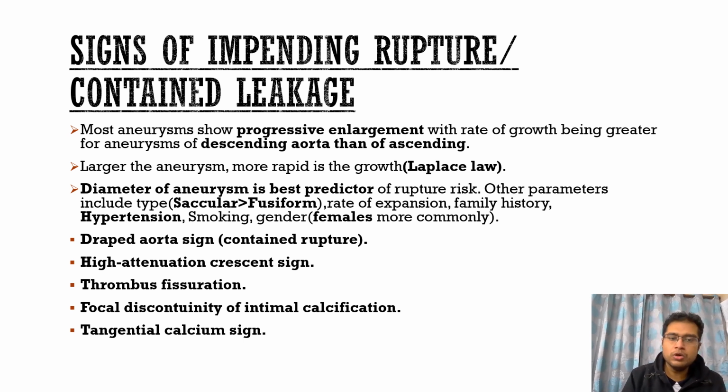Other parameters include the type of aneurysm. Saccular aneurysms are more prone to rupture as compared to fusiform aneurysms. And other risk factors like hypertension, smoking also increase the risk of rupture. Then the signs of impending rupture, which have to be seen on any imaging, include a draped aorta sign, which is indicative of a contained rupture of the aneurysm, high attenuation crescent sign, thrombus fissuration, focal discontinuity of the intimal calcification, and tangential calcium sign.